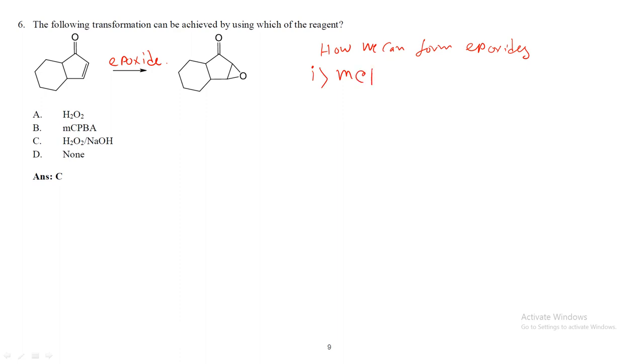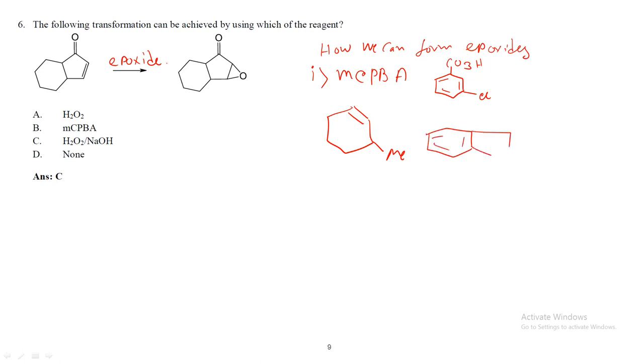One is MCPBA that we have just used in the previous case for Baeyer-Villiger, metachloroperbenzoic acid, RCO3H. And these ones are for electron rich alkenes. Means if you can see this type of molecules where the electron is rich, not electron deficient. These molecules are generally indoles, this type of electron rich molecules.